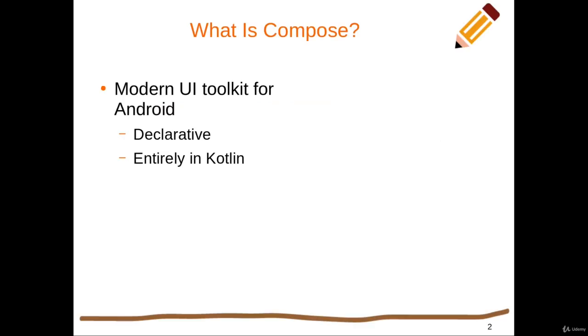First, let's see what Compose is. Compose is a modern UI toolkit for creating Android application UIs. It is declarative and also entirely written in Kotlin. This means that it can benefit from most of the features of the Kotlin programming language.